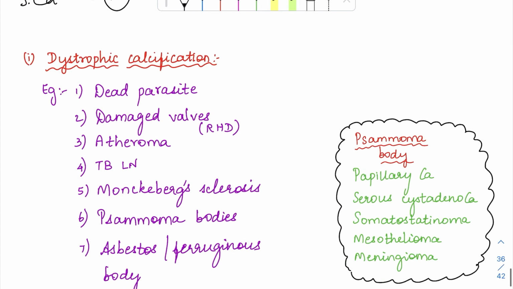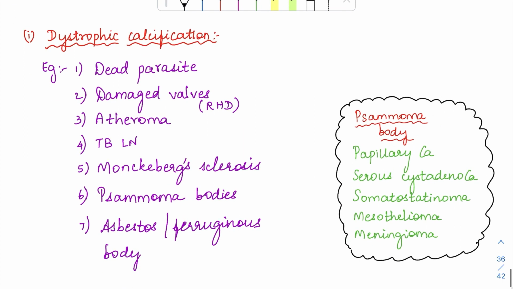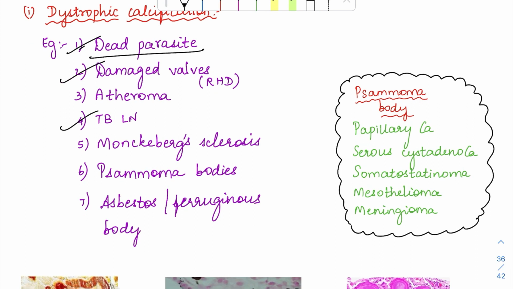So, let's see about dystrophic calcification. As I told, it's going to be seen in dead and degenerating tissue. Suppose there was a dead parasite or any tuberculous lymph node. Around the organism, the calcium will be deposited, forming a tombstone for that organism. Again, in damaged valves like in rheumatic heart disease or any other disease wherein the valves are damaged, this calcification can be seen around the valves. When it is calcified, the function of the valve is going to decrease.